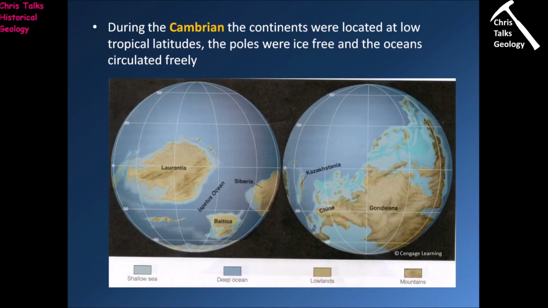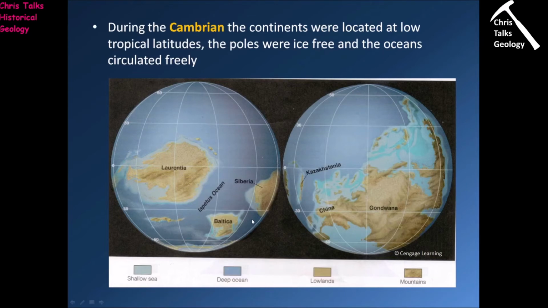Okay, so what's going on during the Cambrian? Well, during the Cambrian, the continents are located at low tropical latitudes, so most of them are near the poles, and on the whole the continents were ice-free, and the oceans were circulating freely, which meant that seawater could circulate around the globe relatively easily.